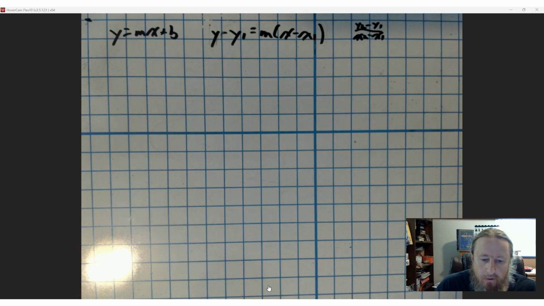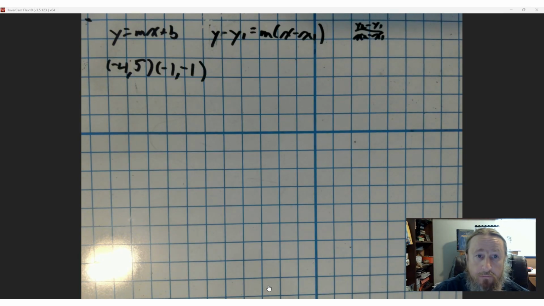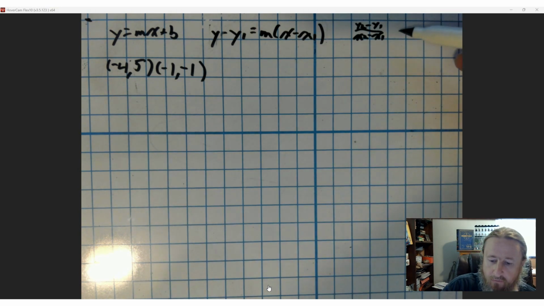And in this video, we are going to take the steps to take 2 points on a line from finding the slope to using point slope formula to generate the slope intercept form of the line. So the first set of points we are going to do this with are -4, 5 and -1, -1. So we're going to use our slope formula over here, y2 minus y1 over x2 minus x1.